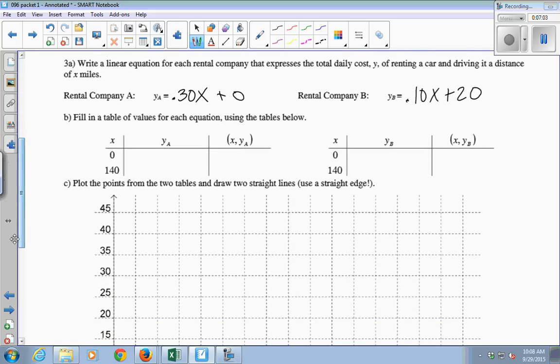All right, so I'm going to fill in a table of values for each equation. So for company A, if I were to drive 0 miles, how much would it cost me to rent a car? $0, right? Okay, so I have a point, distance, comma, cost, in this case would be 0, 0. 0 miles, $0. Now, what if I drove 140 miles with company A? How much would that cost me? 140 times 0.30, can I do it in my head? 42. So $42. So my point is going to be 140, comma 42.